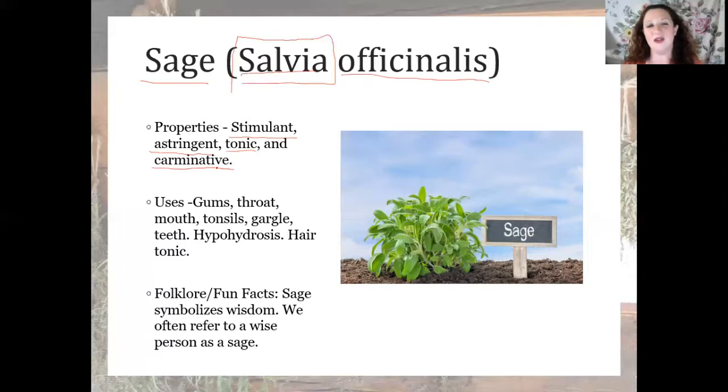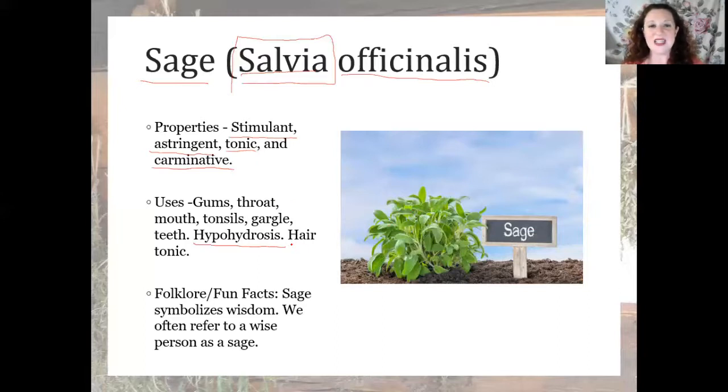It also treats a condition called hypohidrosis, and this is a really big word that just means you sweat too much. And because of that astringent property, it can help with this issue. You drink a cup of tea a day and it will help you not sweat. And I've actually seen this happen before. I have a friend who did this. We did this experiment with him to see if it would work, and it did. It worked really well for him.